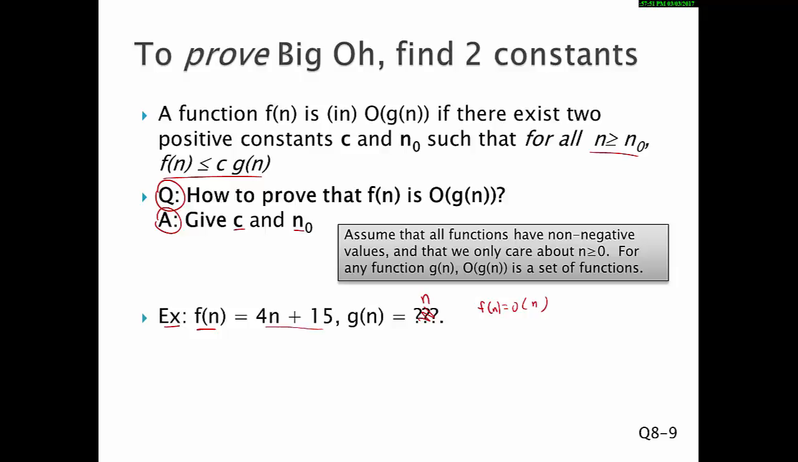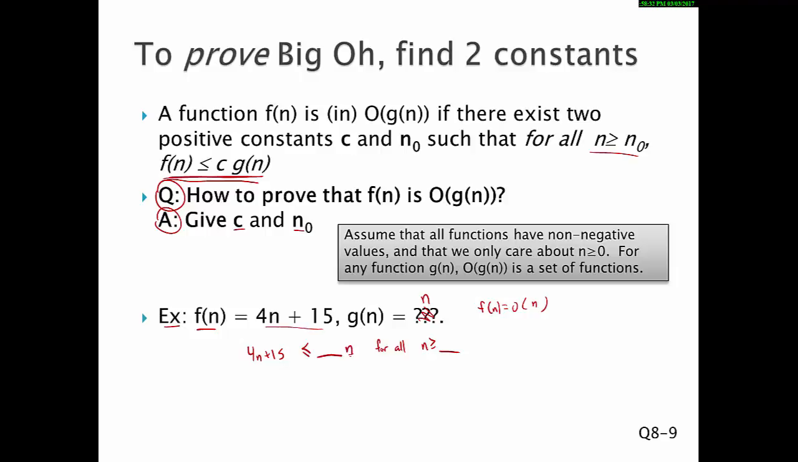The second thing we need to do is to prove it using the definition. I need to find some constants such that this inequality is true, such that f of n, 4n plus 15, is less than or equal to some constant c times g of n. g of n is my n. And that has to be true for all n bigger than or equal to some point. In other words, at what point does it become true? Well, let's think about this. The constant can be any constant, and I can pretty much get anything to work out.